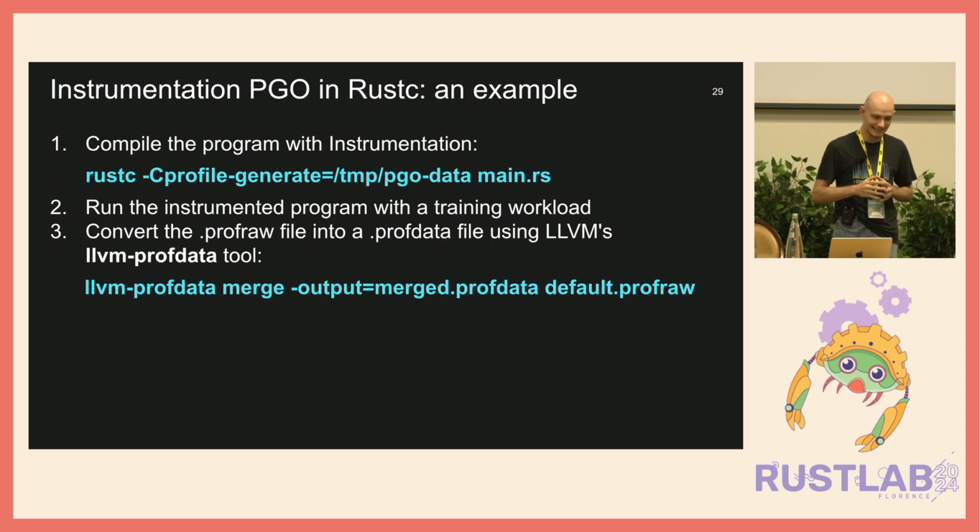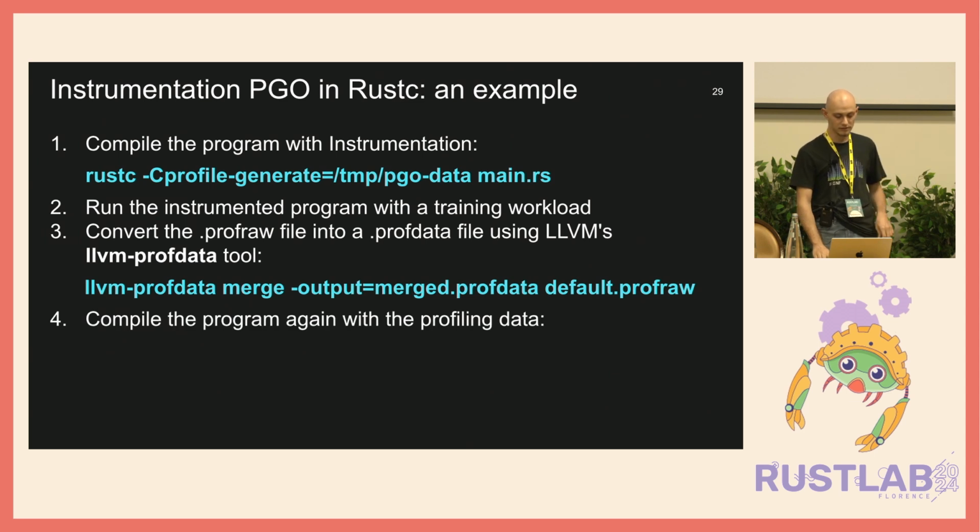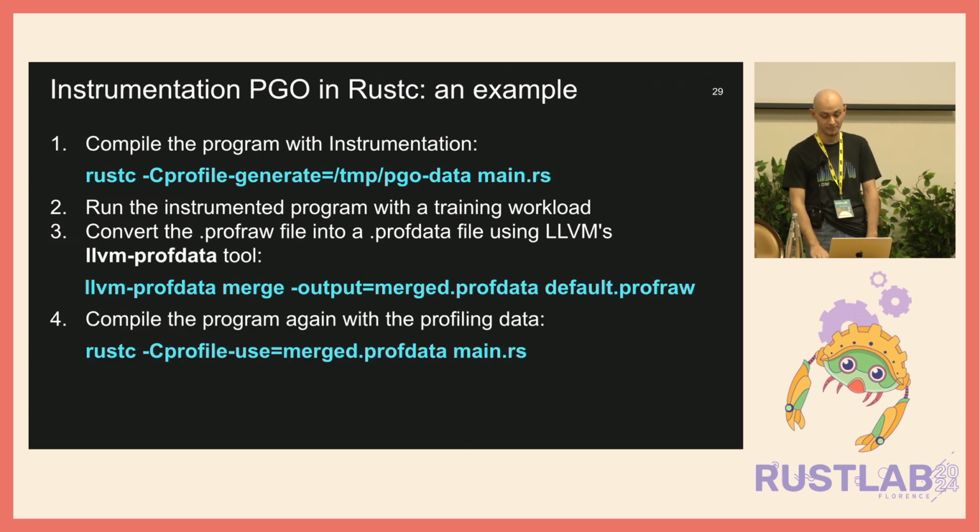One detail is that you need to use the exact same LLVM-PROFDATA version as the one in Rustc, because if Rustc is compiled with one LLVM version and LLVM-PROFDATA is compiled with another LLVM version, you will highly likely get an error like "I don't understand this format" during the conversion phase. And the last step, compile the program with the profiling data.